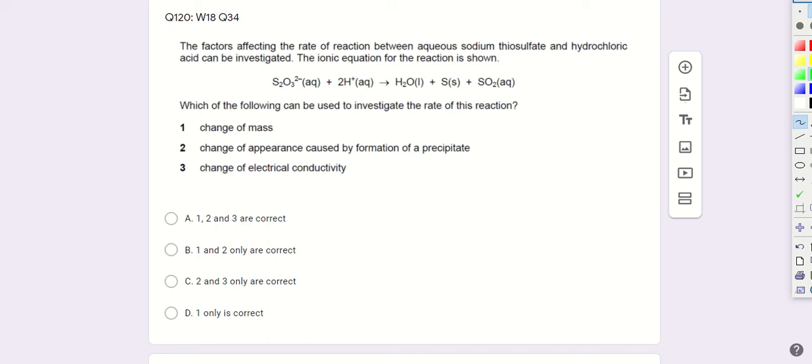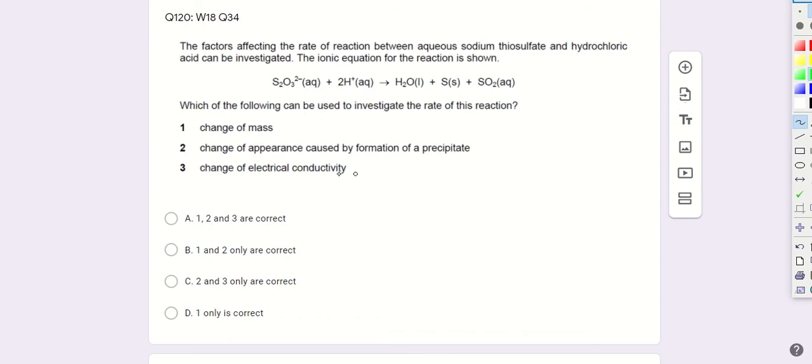This is chapter 9, question 120. Okay, talking about how to investigate the rate of a reaction between sodium thiosulfate and hydrochloric acid. Now, we have done this before in the lab for paper 3.